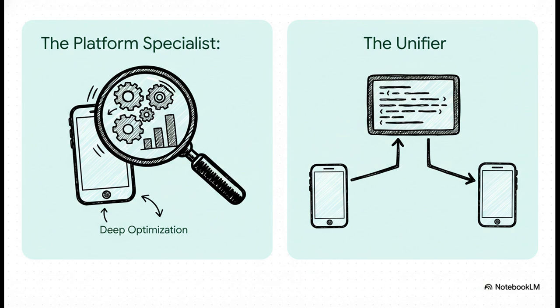Then you've got Team React Native, the unifier. Their whole philosophy is write once, run anywhere. You build one single app using one codebase, and it works on both Android and iOS. This is the approach that giants like Instagram and Discord use.